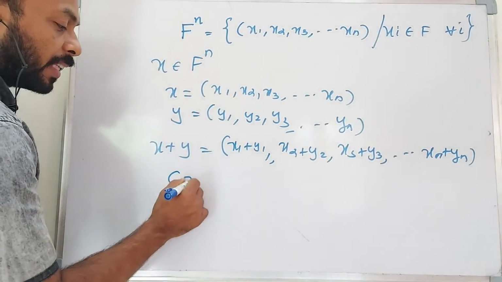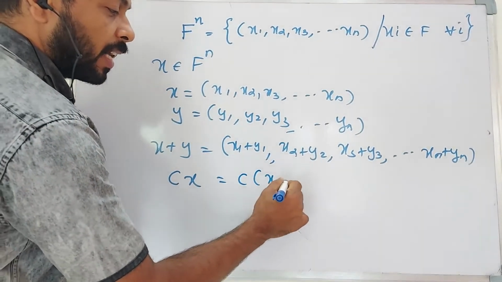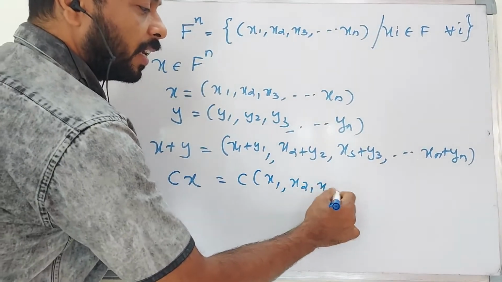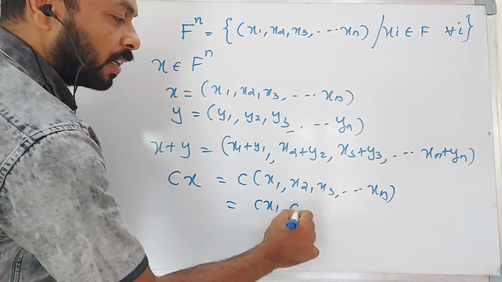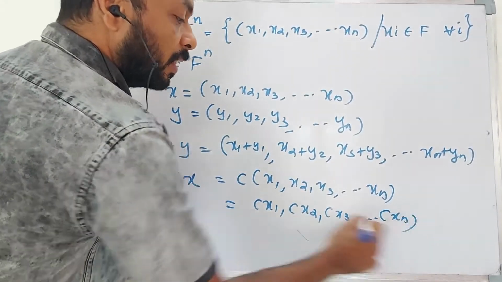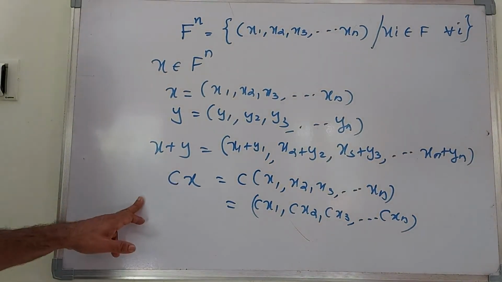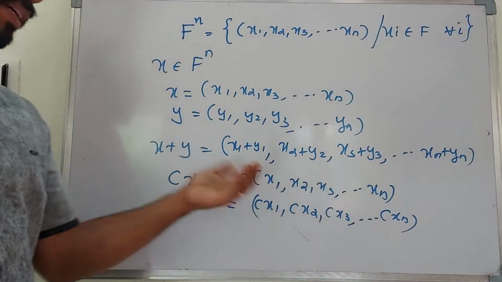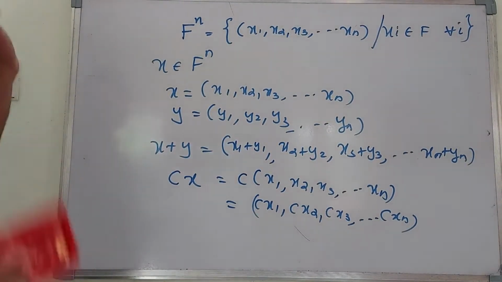Similarly, we define the scalar multiplication as Cx equals C times x1, x2, x3, etc., xn, that is Cx1, Cx2, Cx3, etc., Cxn. This is the scalar multiplication. X is multiplied by C means every coordinate of x is multiplied by C, and we consider it as an n tuple.